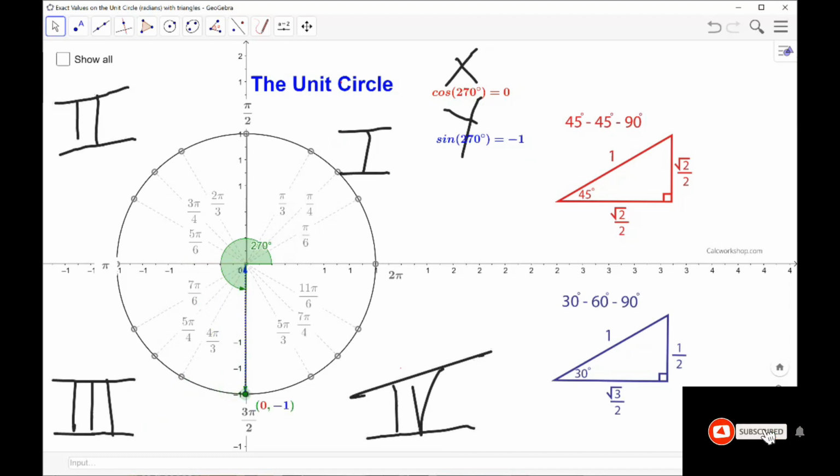For 270, we're at the point (0, -1). So cosine of 270 would be 0, and the sine of 270 would be negative 1.